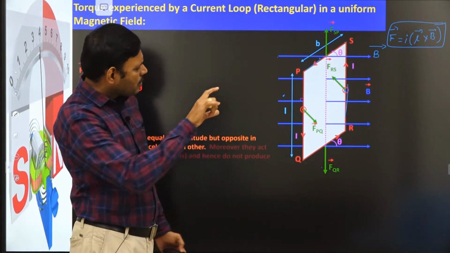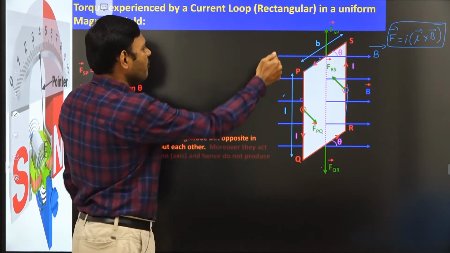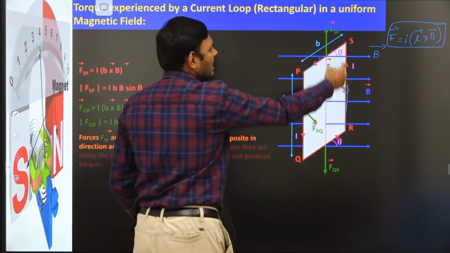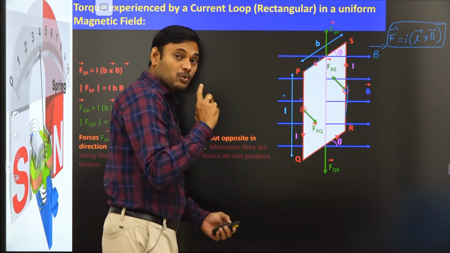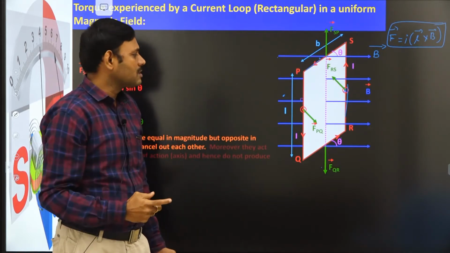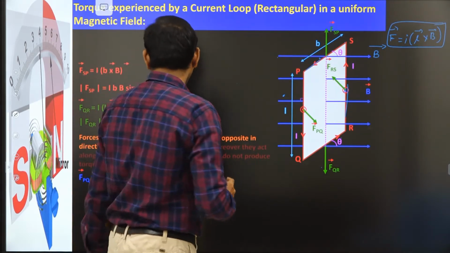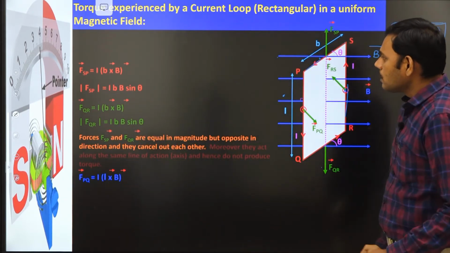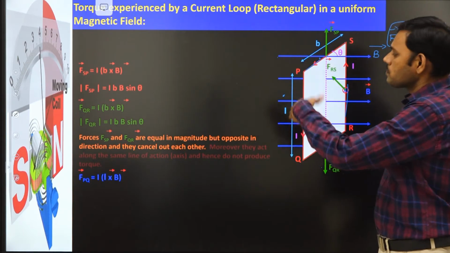So here FPQ, the force acting on the PQ wire, is out of the board, and FRS, the force acting on the RS wire, is into the board. These are two equal and opposite forces. So let us find out the force value now. So far we discussed the direction. Now we come to the force value.